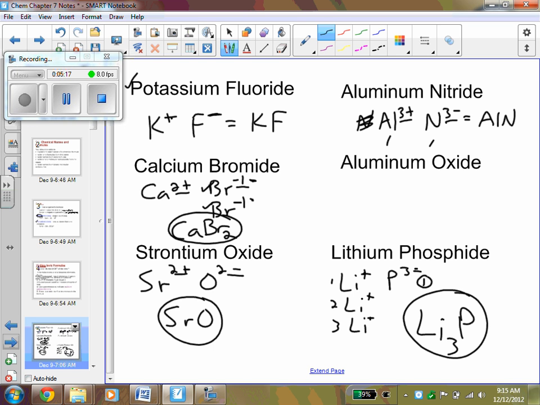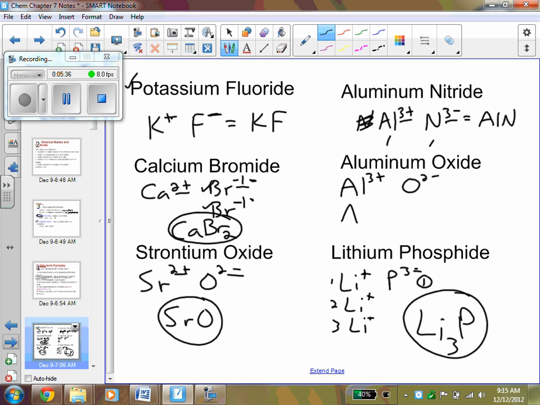All right, aluminum oxide, a little bit different, a little bit more challenging. If I have Al and I have 3 plus and I have oxide which has 2 minus, I notice that 2 and 3 don't really go into one another like the other ones did. So what I'm going to do is use the lowest whole number that they both go into, and that's 6. So I need to get +6 and I need to get -6.